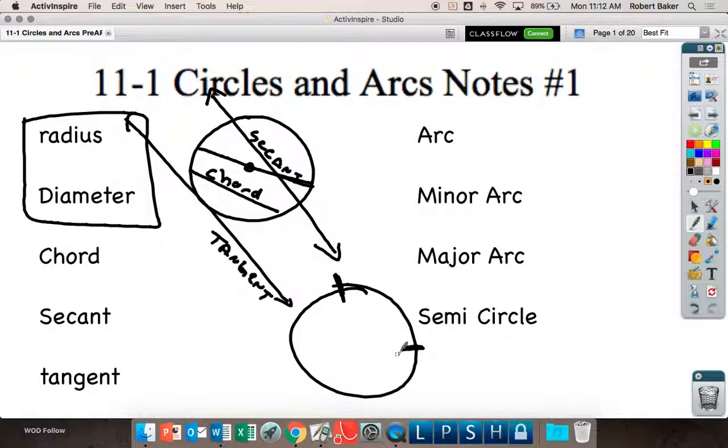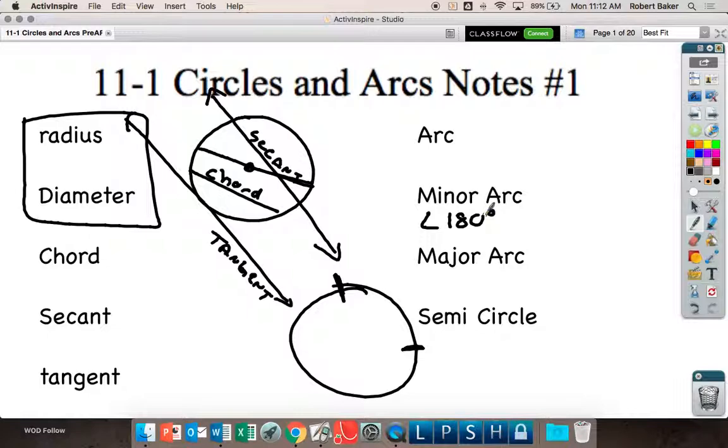It's a baby arc. Okay, minors are always less than 180. So a minor arc is anything that is less than 180 degrees. So a minor arc is anything less than half the circle. Minor arc less than 180. And that's the best I can do.